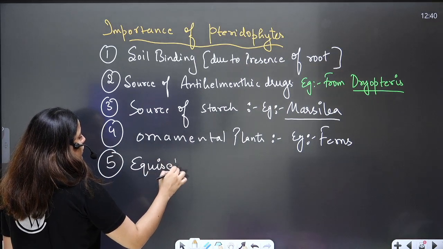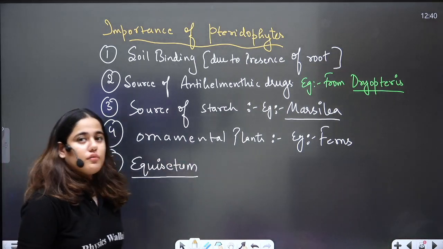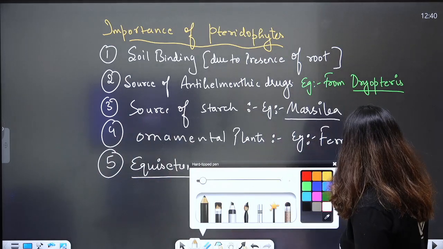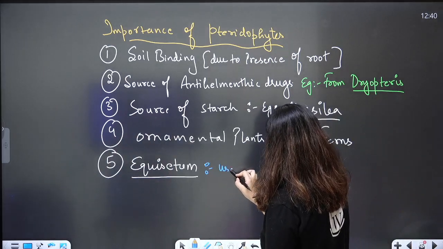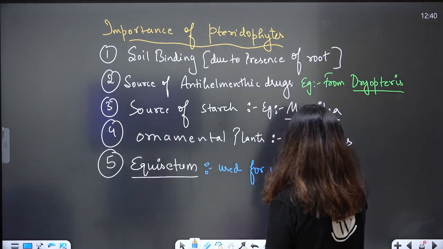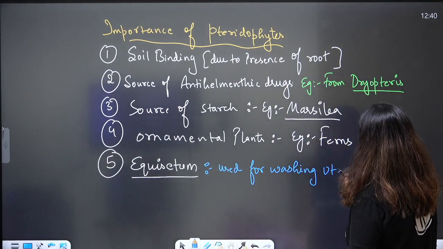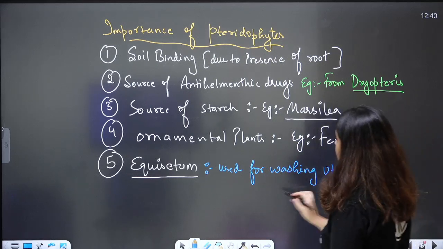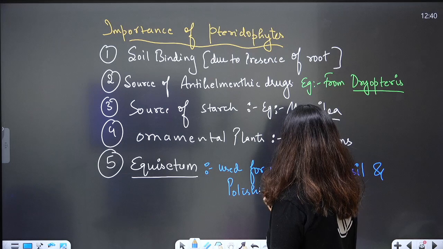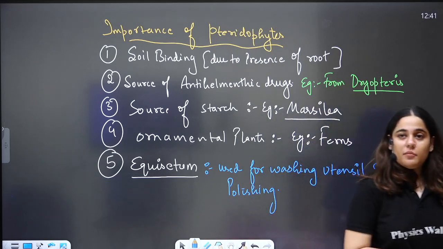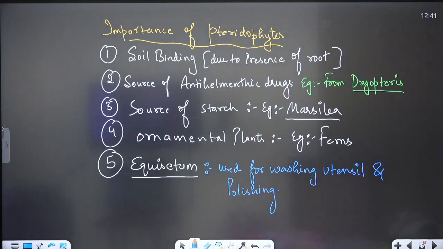Equisetum can be used for washing utensils and polishing of metals. It is used for washing utensils because they are rough due to silica. I told you we call Equisetum horsetail because they are rough due to silica in their cell wall. So that's why they can be used for washing utensils and polishing metals. So yes, these are some of the importance of pteridophytes, and this will be the last topic that we are going to discuss today.